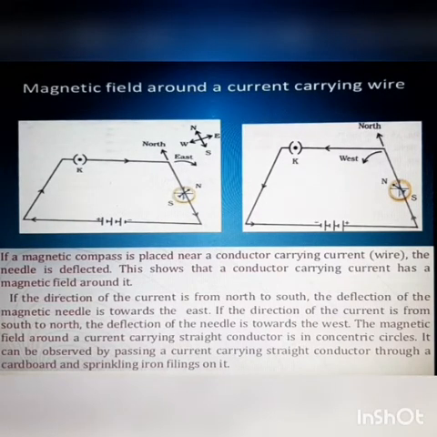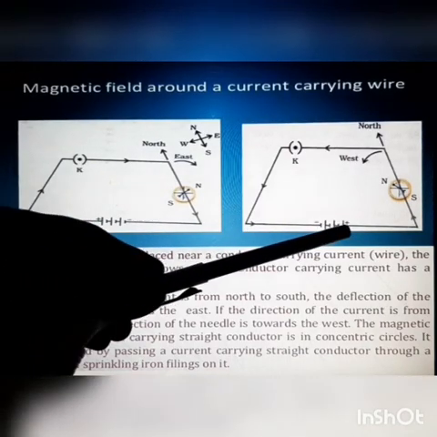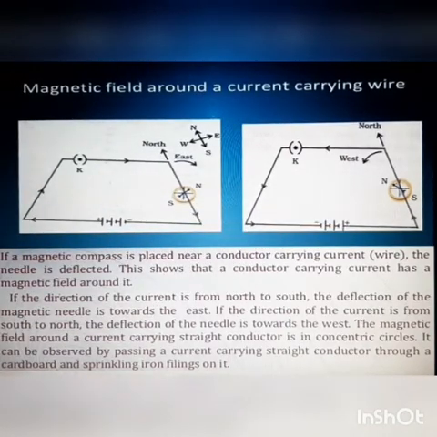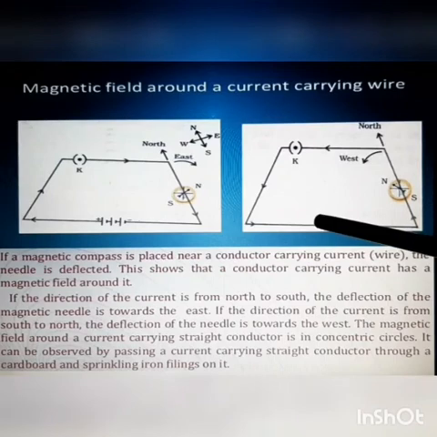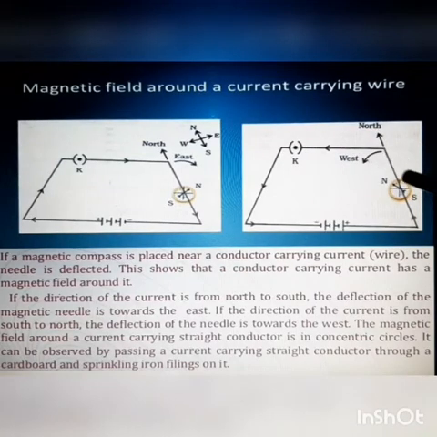In order to be sure further, we changed the poles of the battery so that the current moves in the opposite direction. Here we see that the deflection of the magnetic needle is in the opposite direction. So from here we became sure that a current carrying wire generates a magnetic field around it.